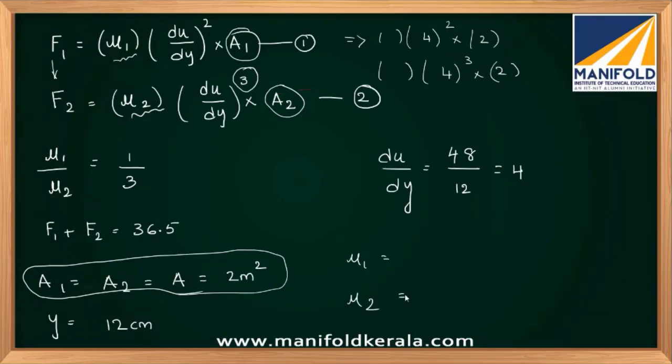You people should solve it now. Any doubt here till now? Du by dy, can I take this du by dy as 4 now? 48 by 12, 48 is the velocity and 12 is the distance between the plates, the width. So I know the value of F1 and F2, and the value of du by dy, and the value of area A1 and A2. Substituting that and adding these two equations, what will be the value of mu1 and mu2?